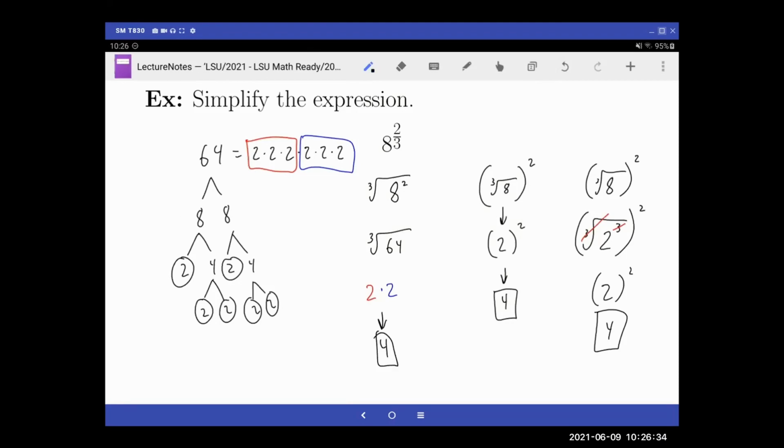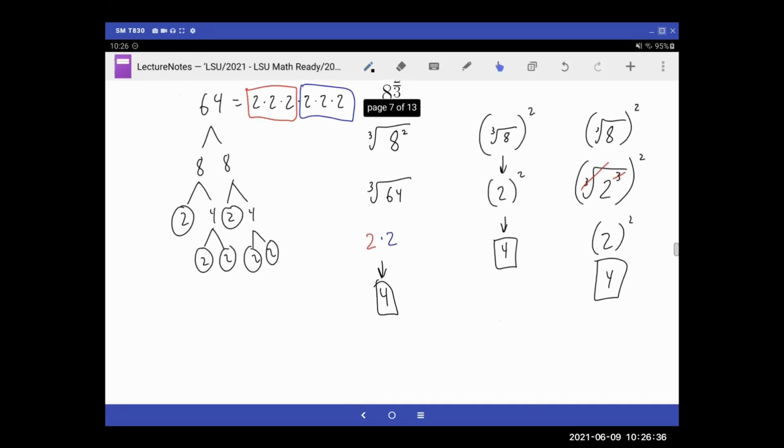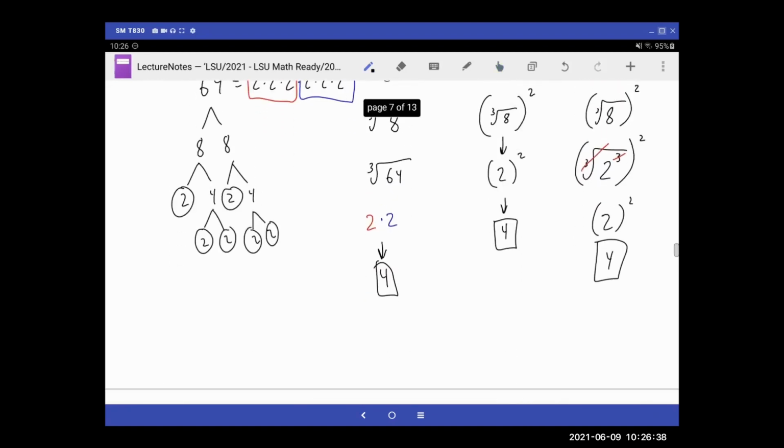All right, so a lot of ways to look at it. Let me do one more way. It's my favorite way to look at it. So we have 8 to the 2/3 power. We just said that 8 is the same thing as 2 to the third power.